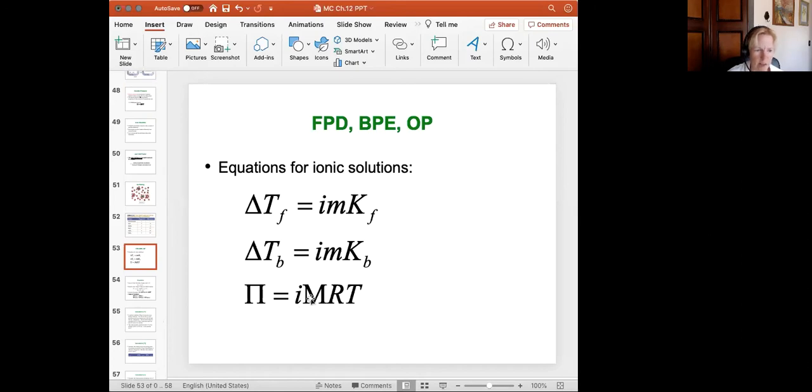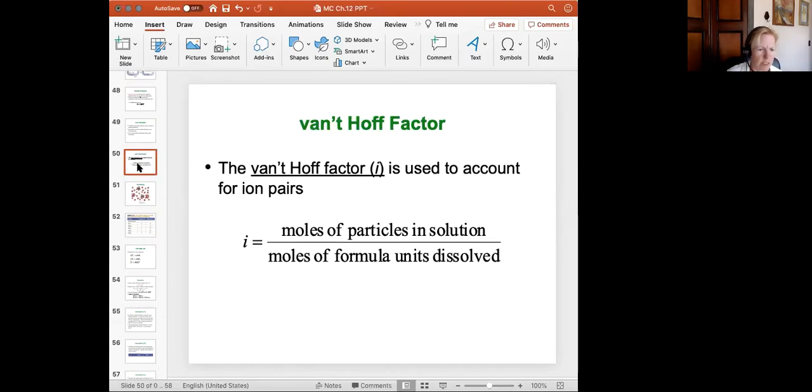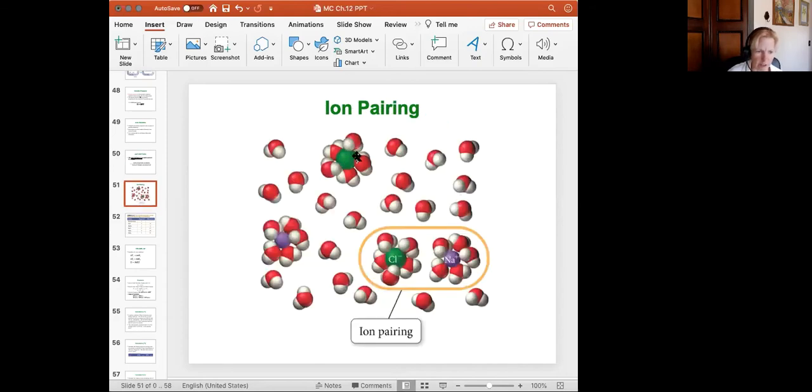I'm going to multiply it by the molarity, R and T. And here, the only adjustment I'm going to make for an electrolyte is I'm just going to add i into those equations. Here, i is the van 't Hoff factor, and it's the moles of particles over the moles of formula units dissolved. If we look at a solution, say NaCl, NaCl will divide into 2 moles of ions for every 1 mole of NaCl. That might look like this, where I have chlorine ions here and sodium ions here.